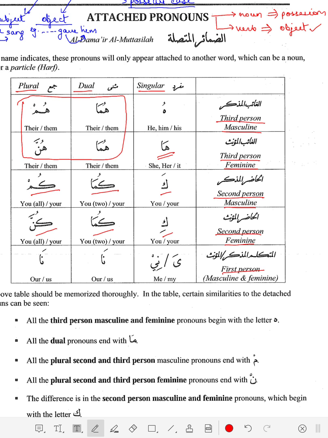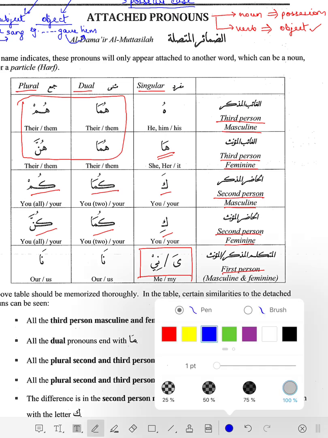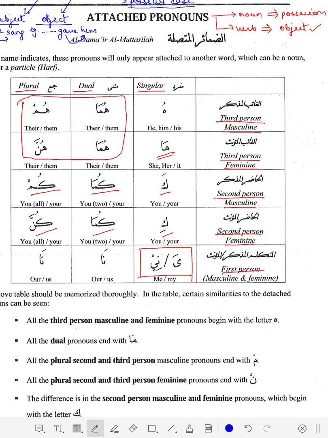And in first person singular, we can have two cases. We can either have ya as the pronoun, or we can have ni as the pronoun. It depends on whether the attached pronoun is attached to a noun, in which case we will use ya, or to a verb, in which case we will use ni.